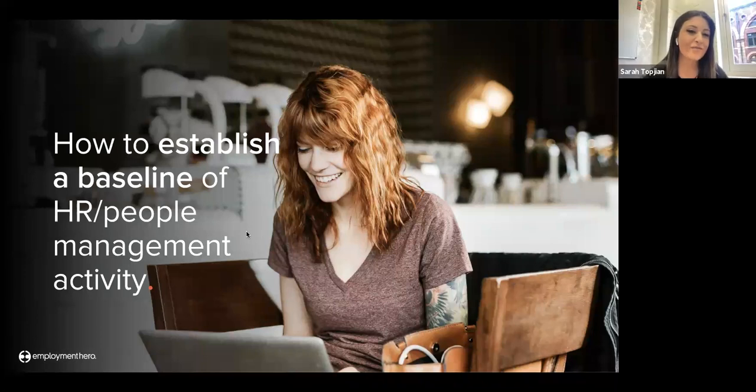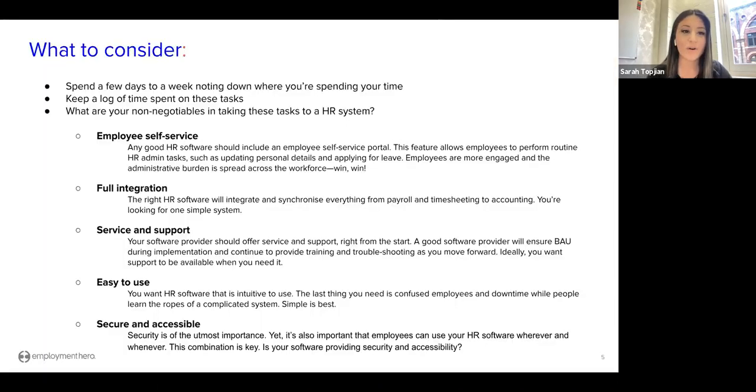All right, why don't we start off with how to establish a baseline of your HR and people management activity. This is really important so that we can start to build a return on investment for a solution, but really to see where we can maximize the time savings for those in HR roles or who are doing these specific tasks. What I see a lot is that our customers, before they start evaluating, will spend a few days or up to a week taking note of what they're actually spending their time on, because sometimes you're so caught up in the day-to-day, you don't actually realize what you're doing.